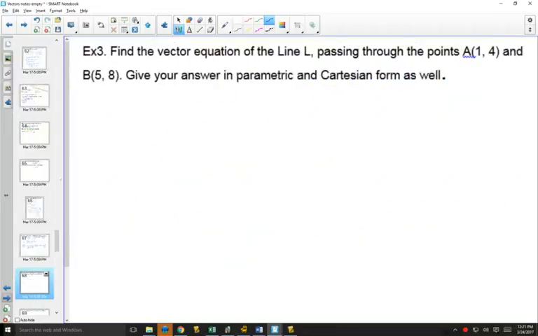So I want you to write all the forms for this one. But this time, the direction vector isn't given. They give you 2 points, but they don't give you a direction vector.